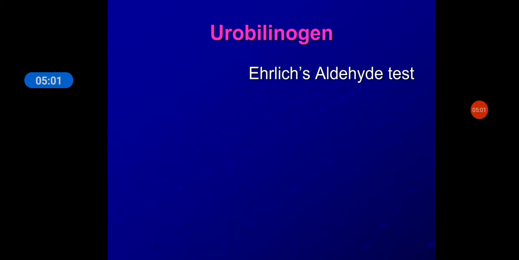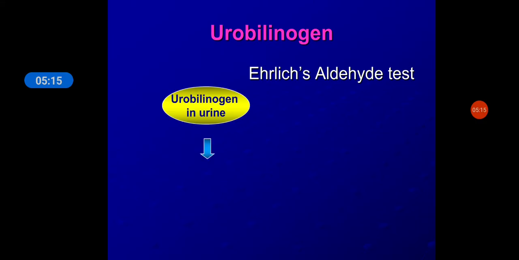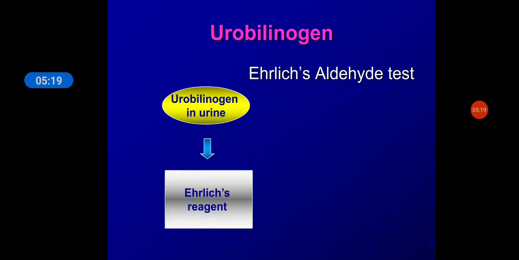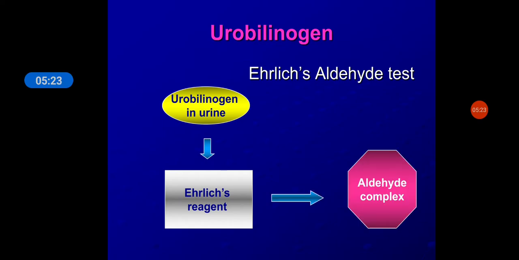Now, the next test is for urobilinogen. What is the test you will do for that? At least you should know the name of the test, even if you don't know the principle. That is Ehrlich's aldehyde test. Suppose urobilinogen is present in urine in excess amounts, then when you add Ehrlich's reagent, you will have a pink compound or a pink complex. That is the aldehyde complex which you're seeing.